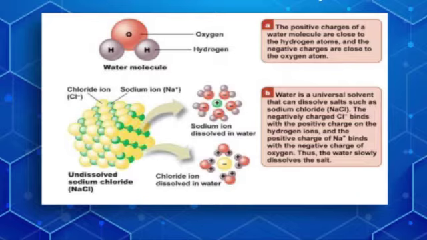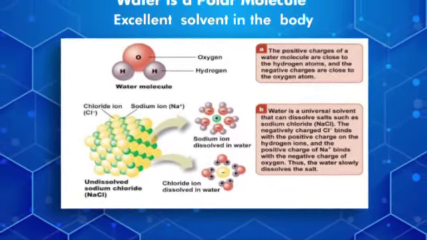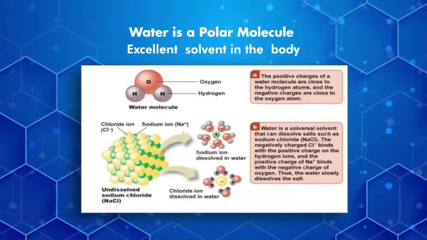Suppose there is undissolved sodium chloride available. In sodium chloride, there is a sodium ion, which is positive, and a chloride ion, which is negative. The sodium ion can dissolve in water because it attaches to the negative oxygen, and the chloride ion also dissolves in water because it attaches to the positive hydrogen. So we can say water is a universal solvent.